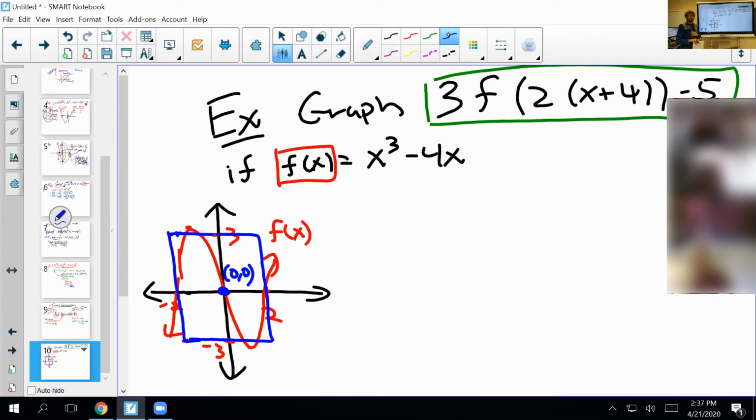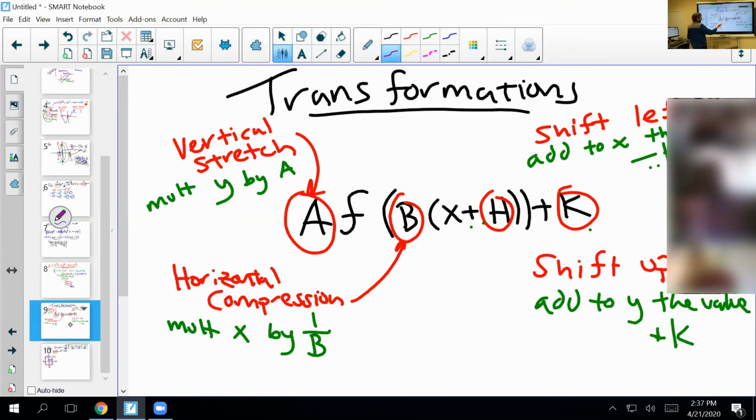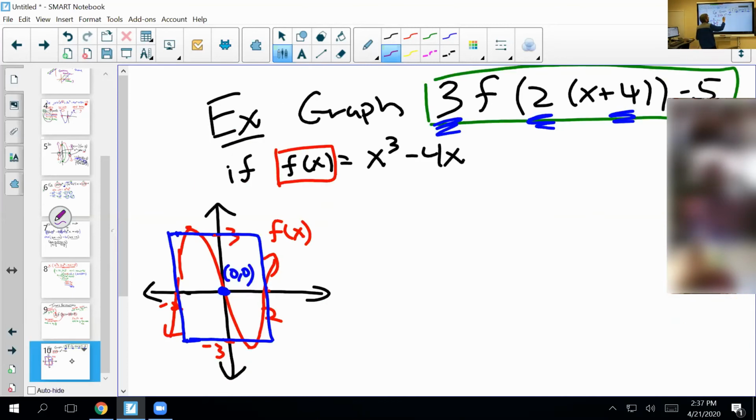So let's think about what happens to this box. This box, and this whole function, is going to be transformed with these 3 values. So let's see what those are going to do. If you go back here, this tells you exactly what's going to happen. Sorry, I can't show both at the same time, but hopefully you have this in your notes. This is going to be our A value, our B value, our H value, and our K value.